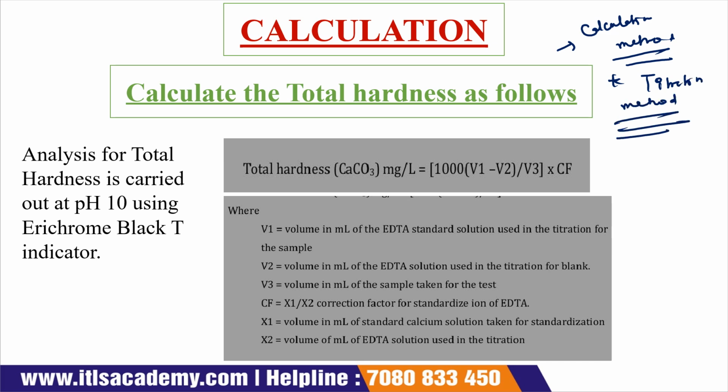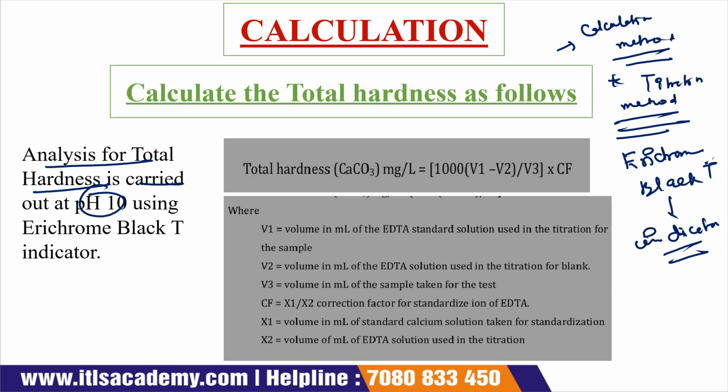Okay, we do a titration, and in a titration you are using a dye. So here Eriochrome Black T is used as an indicator for determining this, and the pH of the water should be in the range of 10. Analysis for total hardness is carried out at pH 10 by using Eriochrome Black T as an indicator.